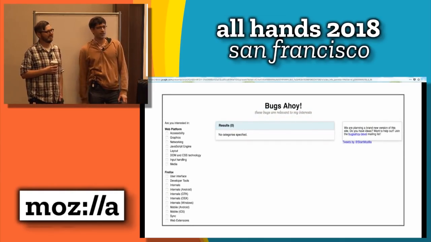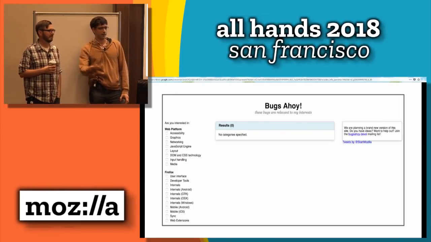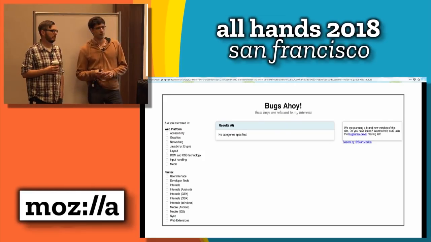After all, honestly, I learned a lot of this from people who are in the audience, like Josh Matthews, right, and many other people who write on the internet and so forth. And so, for example, this is the Bugs Ahoy website that Josh and others pioneered, and it helps you find places to contribute to Firefox. And we have similar things like find bugs and so on.